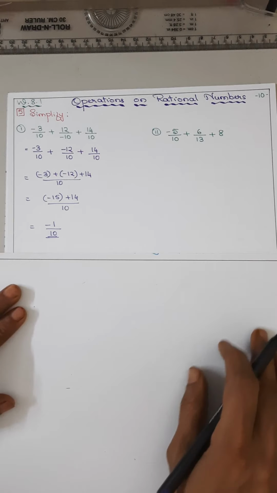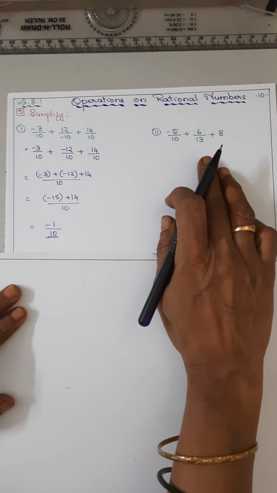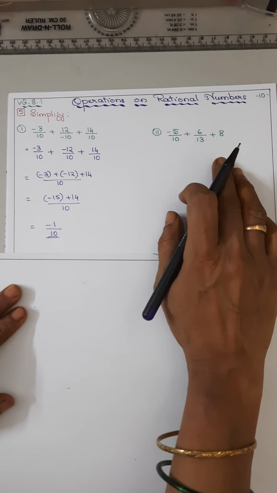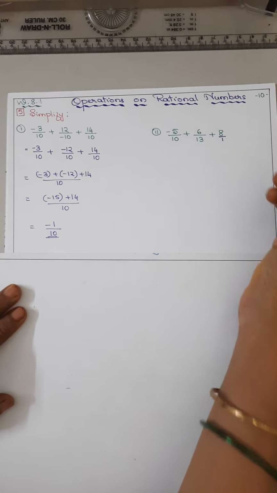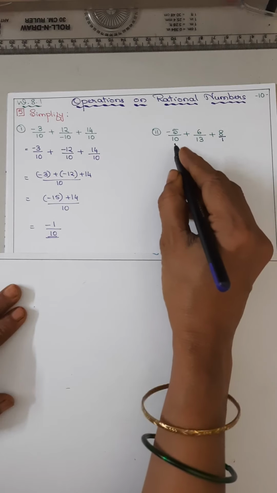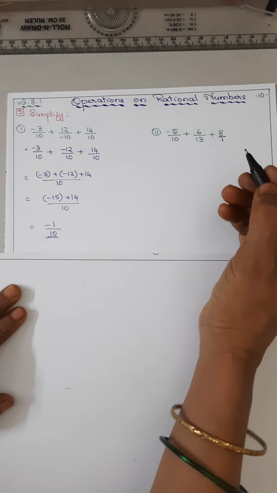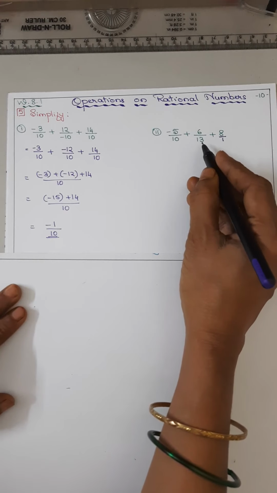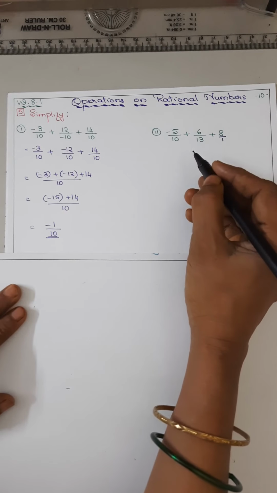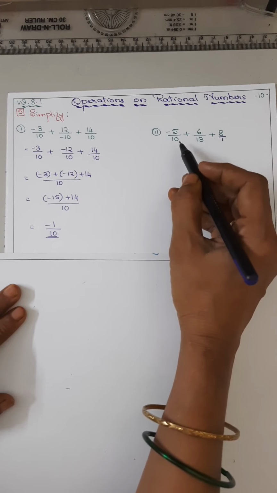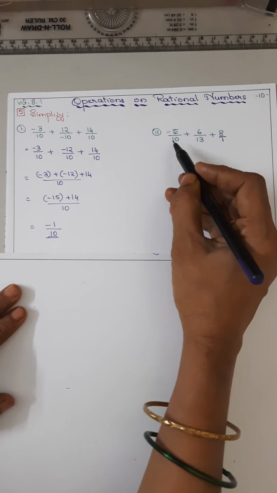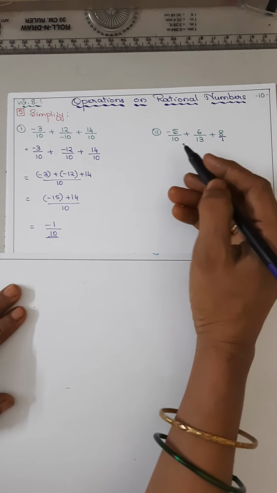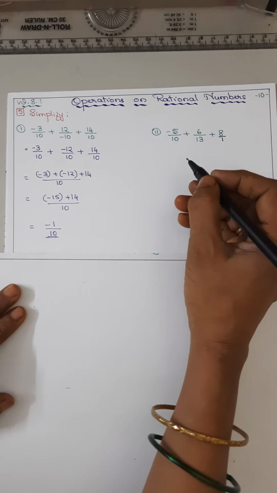Is it okay? Now coming to the second sum: minus 5 by 10 plus 6 by 13 plus 8. Now 8 means what? Denominator is 1. So 10, 13 and 1. What is the LCM? The biggest number is 13, so 13 tens are 130. Why? Because 10, it should end with 0. So in the table of 13, ending with 0, it is only 13 tens.